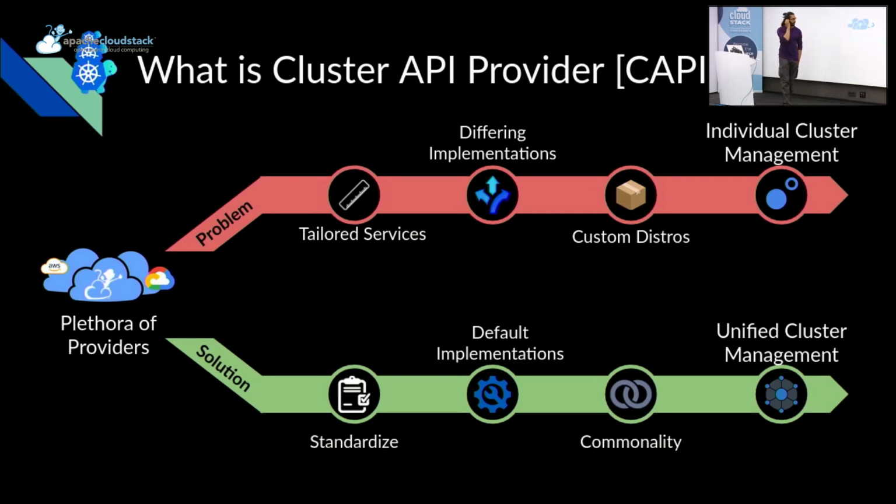Then it provides commonality. So there are custom distros, right? And every cloud provider uses their own. But what it does is it provides commonality. It defines a suite of tests called conformance tests through which you can run to make sure that whatever version you're using is conformant to Kubernetes. And finally, it provides a unified cluster management. So all your clusters running everywhere, you can manage it from the management cluster. It provides a single pane of glass in order to manage all your clusters running wherever they are.